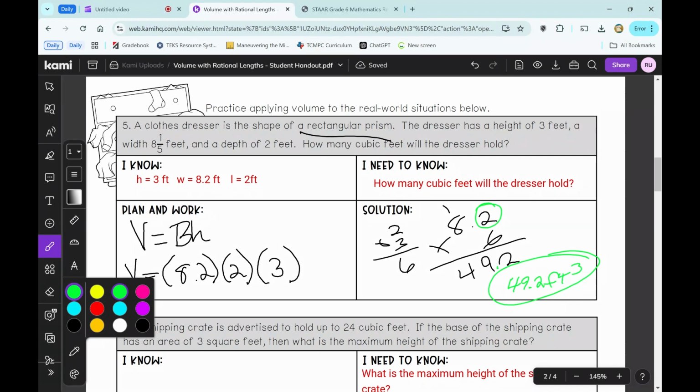And if you haven't so far, please get in the habit of actually circling your final answers, because it's easier for you to find them later, it's easier for me to find them later. It just makes it easier for all of us.